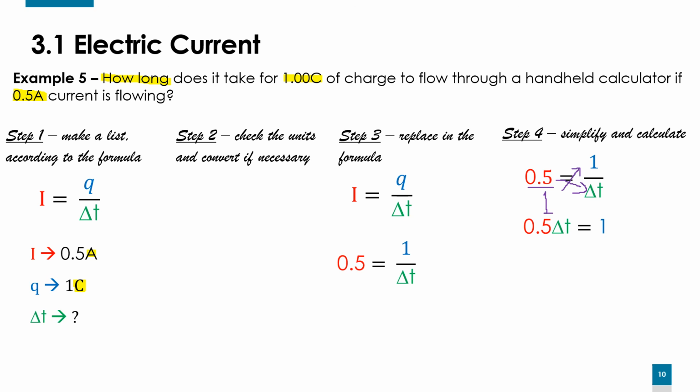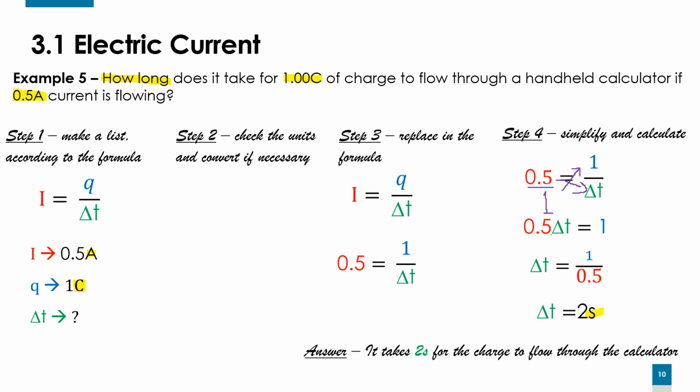How do I do it? I multiply here, go over there, dividing. So delta t is 1 divided by 0.5. What do I get? 2 what? Seconds. Because if I have the current in ampere and my charge in coulomb, my answer is going to be in seconds. So let's read again. How long does it take for 1 coulomb of charge to flow through a handheld calculator? So it takes 2 seconds for the charge to flow through the handheld calculator.